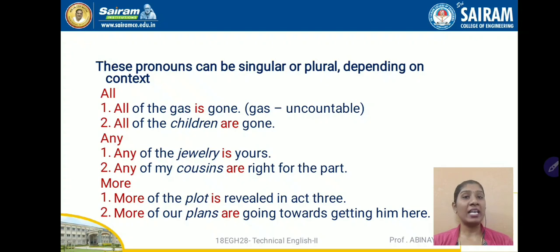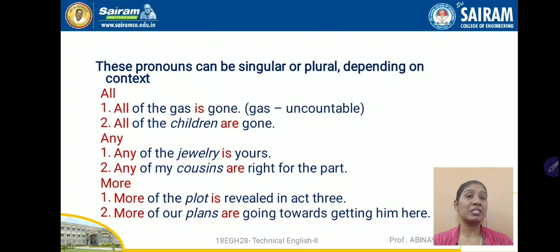Okay, next one is any. Any of the jewelry is yours. So any among the jewelries, anything is yours, anyone is yours. So that any in the first statement is a singular pronoun. Then the same any in the next statement, see, any of my cousins. So this any is plural. Why? Because cousins, among the cousins, right? So here the any in the first statement is singular and the any in the second statement is plural.